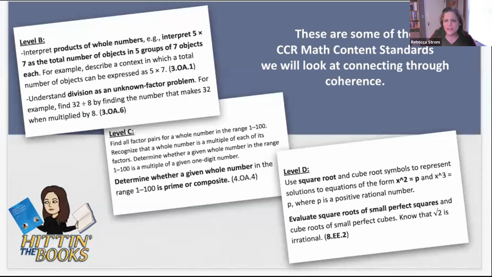Today we're going to touch on three standards. We're not going to dig into the whole depth of each standard, but these are the three we're going to focus on connecting. There's a level B standard that talks about products of whole numbers being multiplication, looking at things as equal groups. The level C standard talks about seeing a number and being able to identify its factors and know if it's prime or composite. And then the level D standard looks at square roots and evaluating square roots of numbers. Even though these are all completely different levels, we're going to use the same manipulatives to connect them, so that when students come back, they have something familiar to work with.